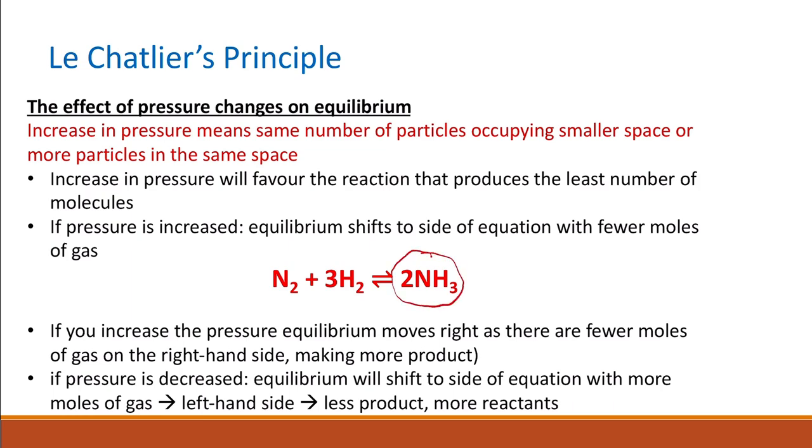So this is an example here, a reaction between nitrogen and hydrogen to give ammonia. Now, there are 4 moles of reactants, but only 2 moles in the product. So if we increase the pressure, then the equilibrium will shift to the side where there is a lower number of moles, so towards the product, so a higher yield of the product.